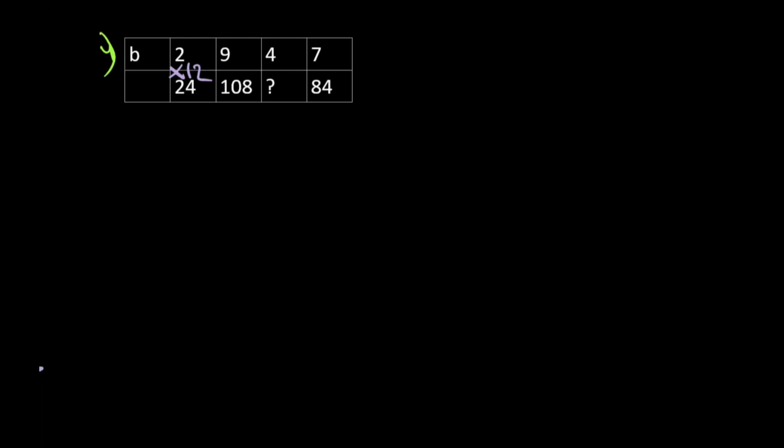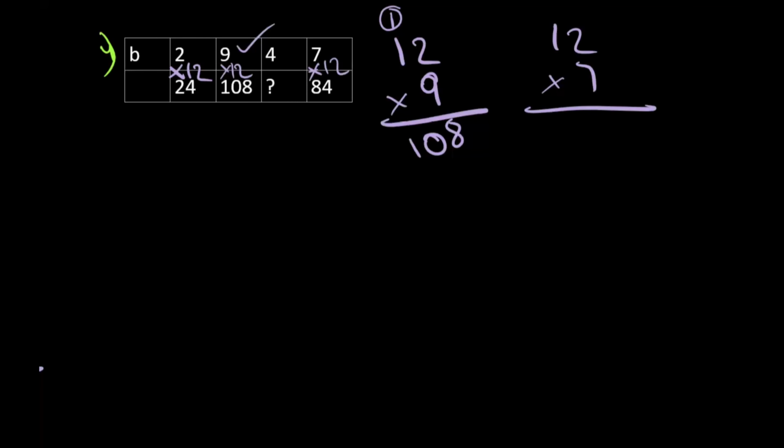Now let's do 9 times 12. So I'm just going to do it this way. 9 times 2 is 18. 9 times 1 is 9. 9 plus 1 is 10. So 108. That is true. Let's try 7 times 12 to see if it's 84. So 7 times 2 is 14. 7 times 1 is 7. Plus 1 is 8, so 84. And then our answer is indeed 84. So our rule is B times 12.